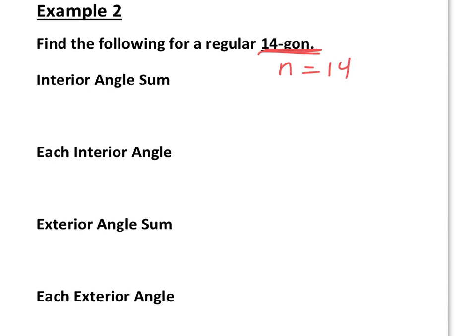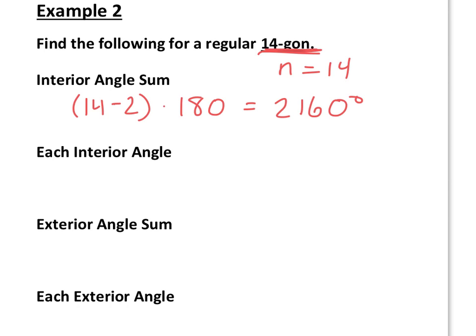Interior angle sum, (n minus 2) times 180. So that becomes (14 minus 2) times 180. And that is 2,160 degrees.